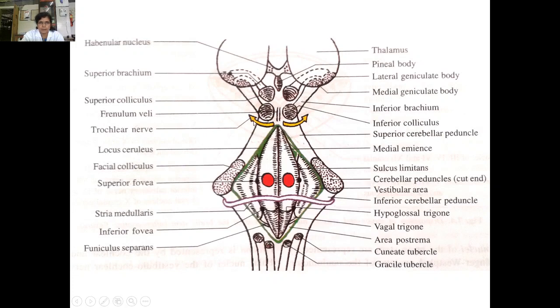Caudal to the inferior colliculus, on each side of the frenulum veli, the trochlear nerve emerges from the dorsal aspect of the midbrain. Then this lower part shows the posterior aspect of the pons, which forms the upper part of the floor of the fourth ventricle. This lower part is formed by the upper part of the medulla, that is its posterior surface, and these two are separated by the stria medullaris.